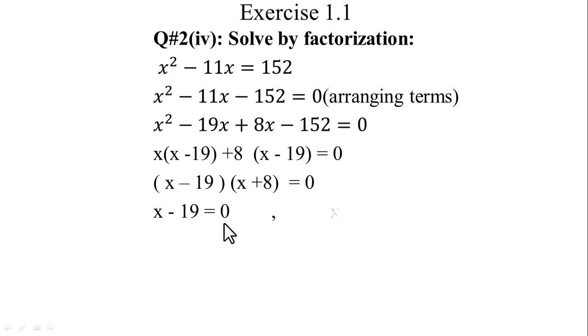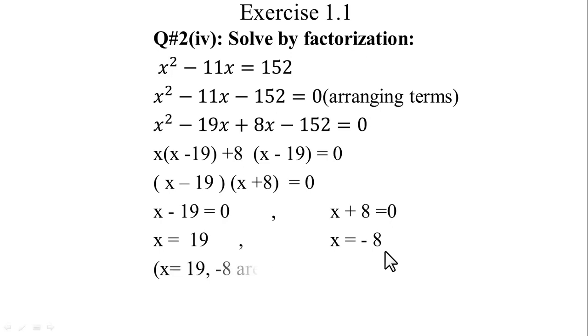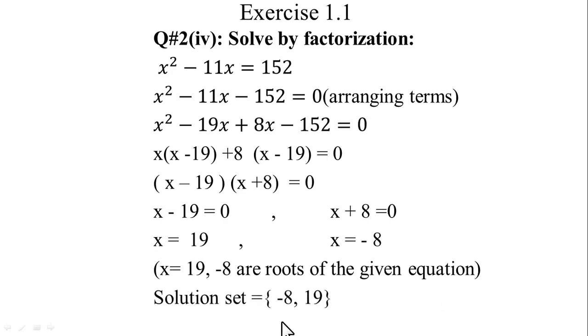Either x minus 19 is equal to 0 or x plus 8 is equal to 0. Here minus 19 moves to the other side, it will be positive, and similarly plus 8 moves to the other side, it will be negative. So x is equal to 19 and x is equal to minus 8. Then x is equal to 19 or minus 8 are the roots of the given equation. So the solution set of the given equation is minus 8 or 19.